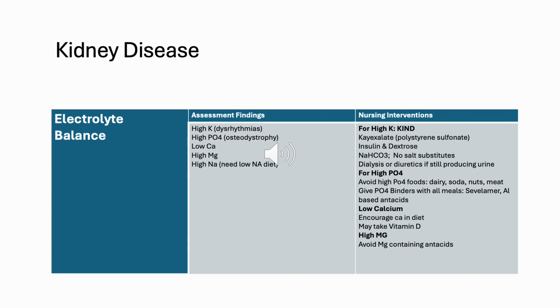For high phosphate, they're going to take phosphate binders with all meals, so Renvela, or aluminum-based antacids. And they need to avoid high phosphorus foods like dairy, soda, nuts, okay? Low calcium, encourage calcium in the diet. They may take vitamin D3, that will help with the calcium absorption. And then for high magnesium, avoid giving magnesium containing antacids such as Milk of Magnesia.